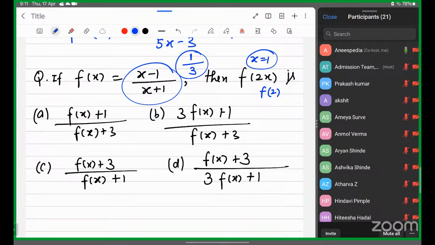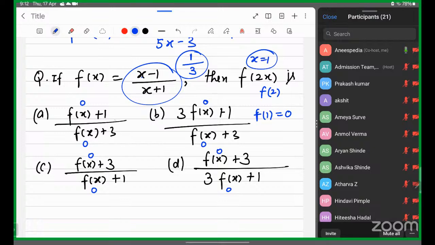So if you put x equals 1 in the original function, that will be f of 1. And according to the definition, this will be 1 minus 1 over 1 plus 1. 1 minus 1 is 0, 0 over 2 will be 0. So f of 1 is 0. And if you put 0 here, this will be 0, this will also be 0, and this will be 0 and 0.